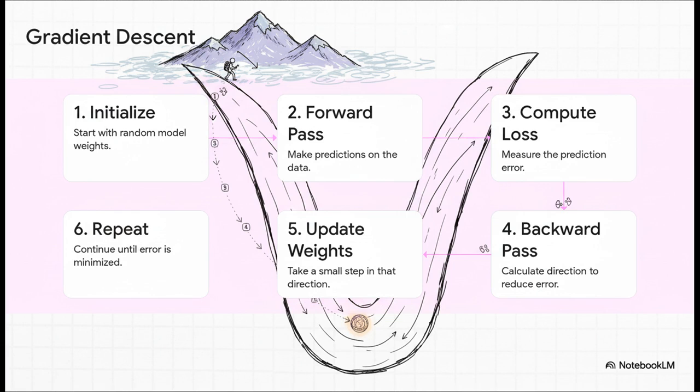In this process, the loss is your altitude. It's a measure of how wrong your prediction is. And updating the weights, those are the little knobs the model can turn. That's just you taking that step downhill, slowly but surely finding the best possible answer.